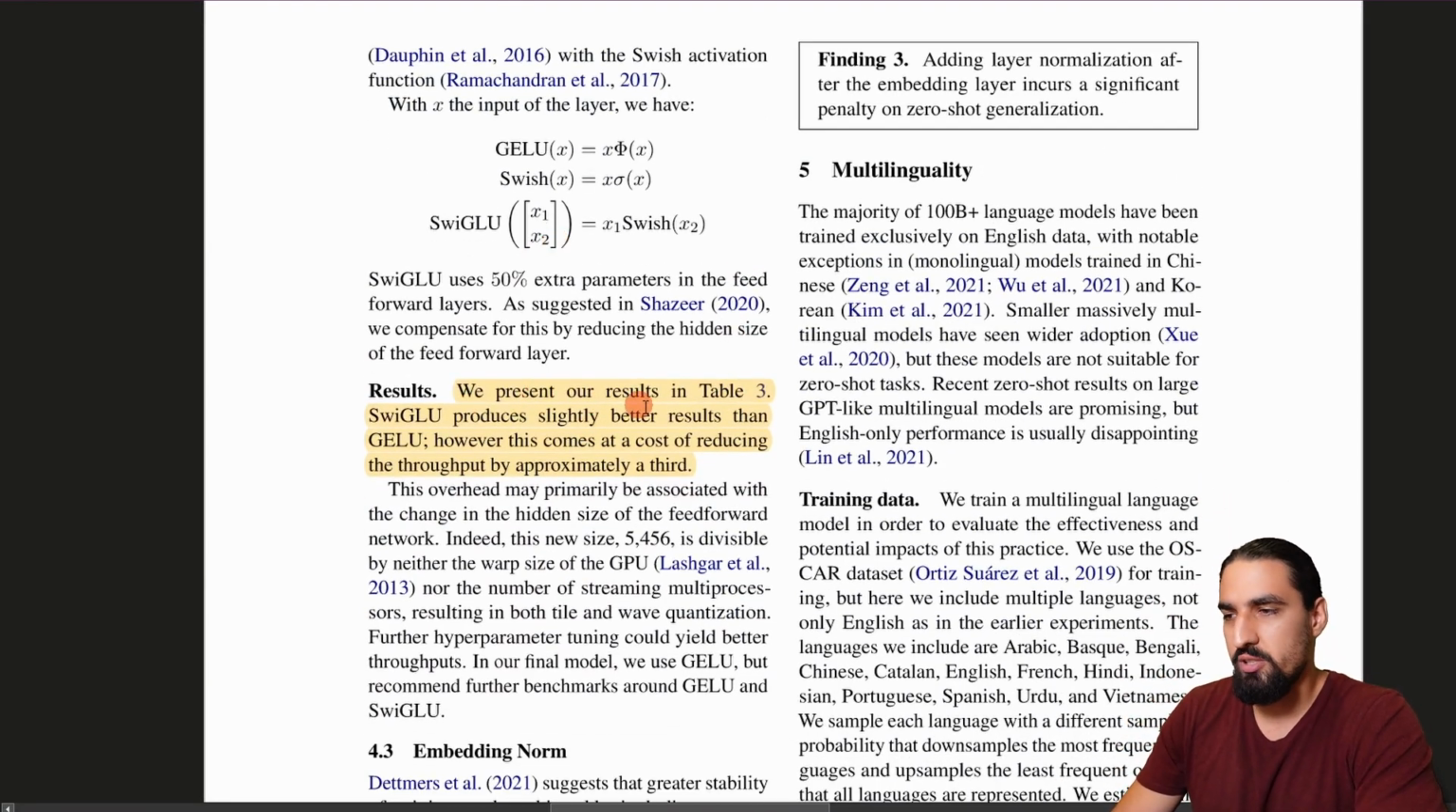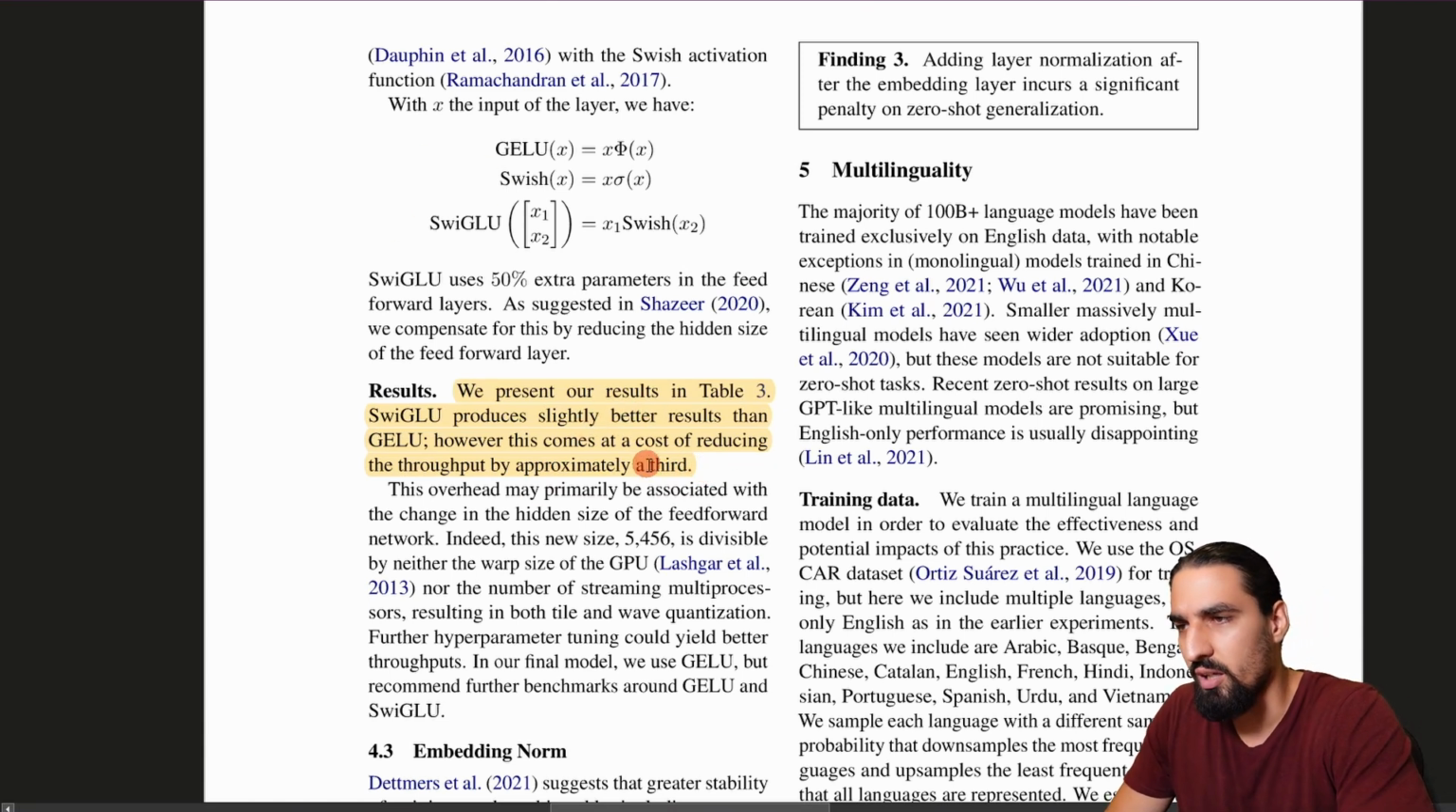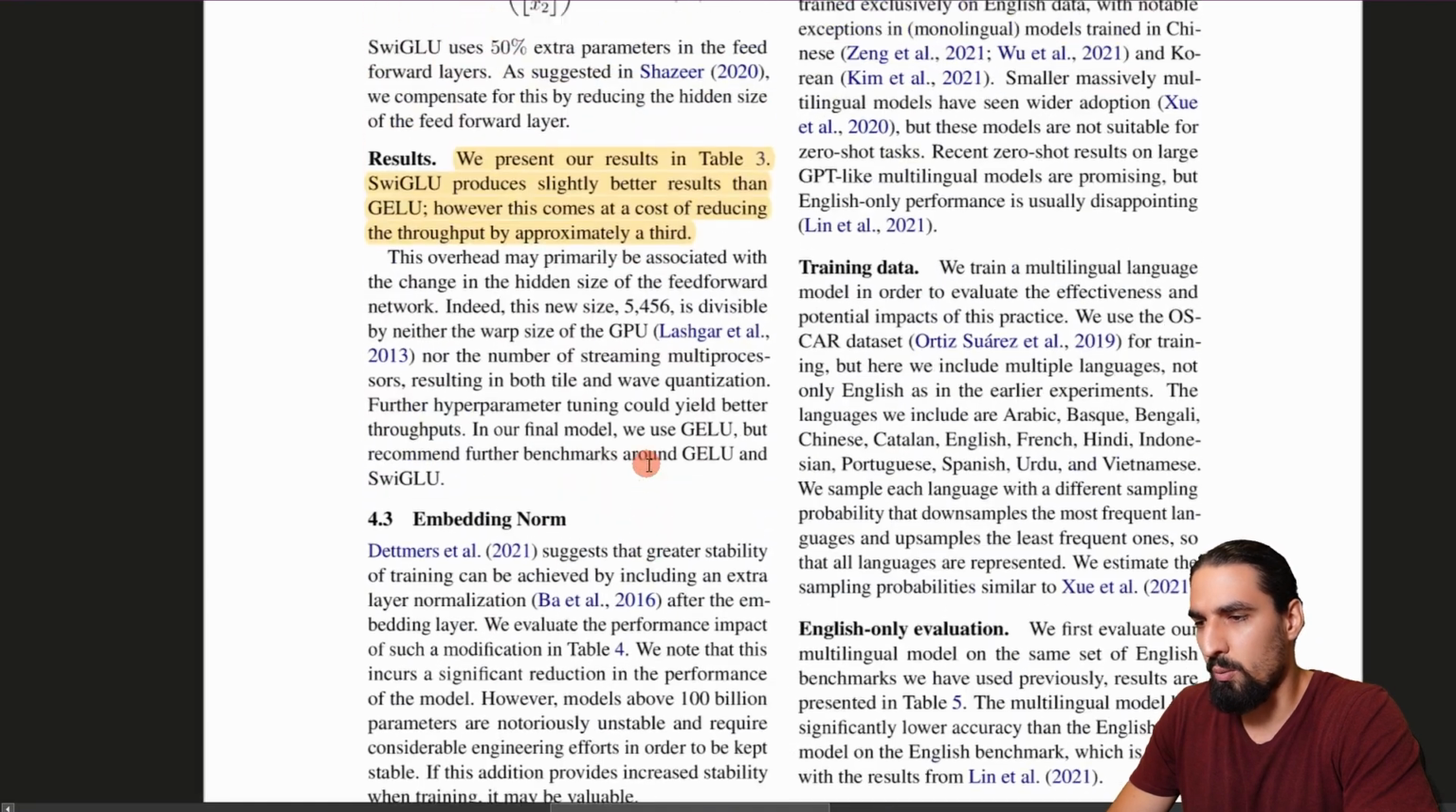Okay, some of the other findings they had was they tried a bunch of different activation functions, and then they say here, we present our results in table 3, blah, blah, blah. SwiGLU produces slightly better results than GeLU. However, this comes at a cost of reducing the throughput by approximately a third. So I think they ultimately decided not to use it because of the throughput. Okay, so that's one more finding.